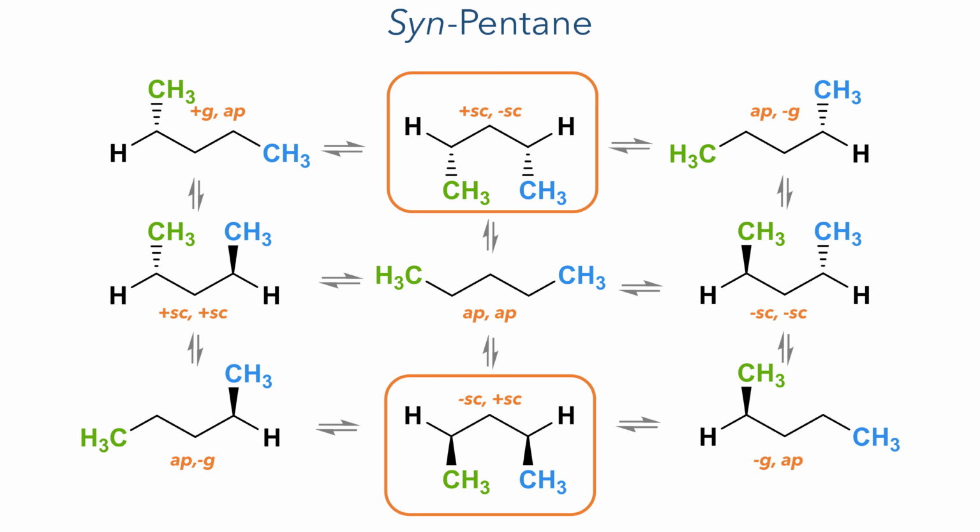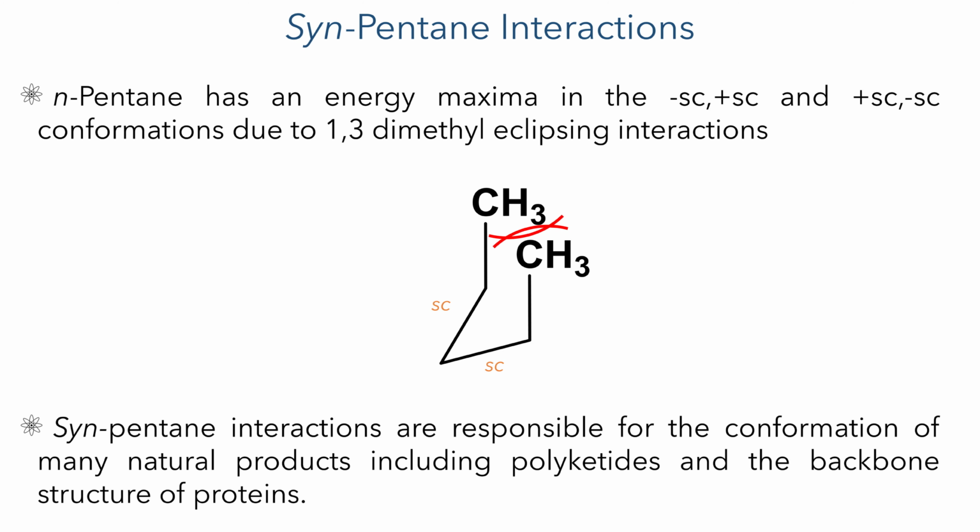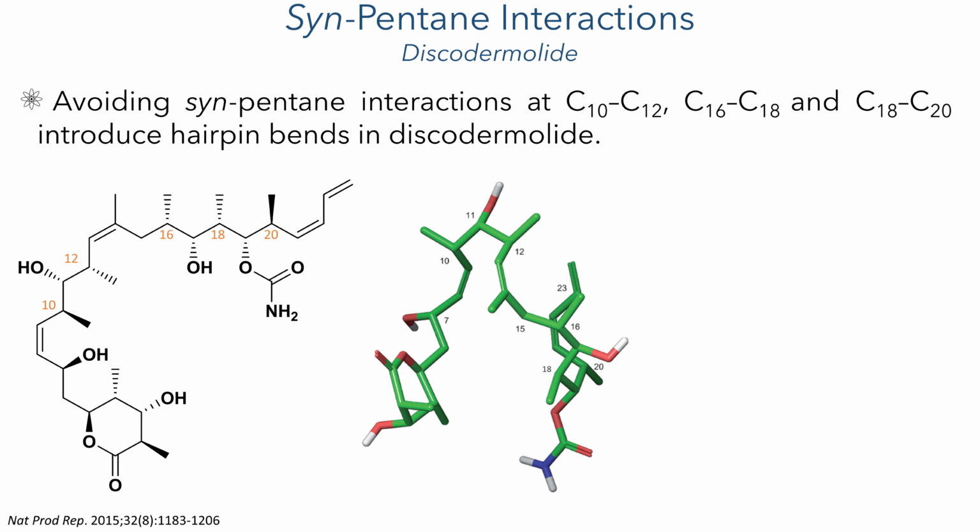However, two in particular are very important. These are called syn-pentane conformations, and it arises when there is a synclinal conformation around both of these bond axes. In these conformations, pentane has an energy maxima, and this is due to 1,3-dimethyl eclipsing interactions. These syn-pentane interactions are very important and are responsible for the conformation of many natural products, including polyketides and the backbone structure of proteins. So let's look at discodermalide as an example. Hairpin bends are introduced into the structure to avoid syn-pentane interactions.